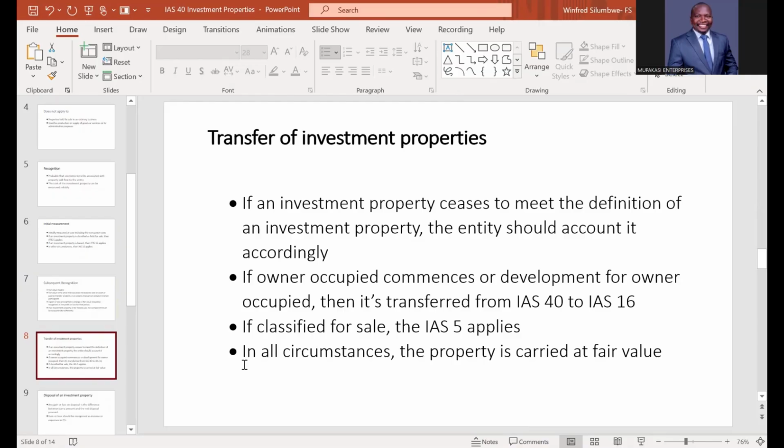If it has now been declared to be held for sale, then IFRS 5 applies. In other circumstances, the property is carried at fair value.